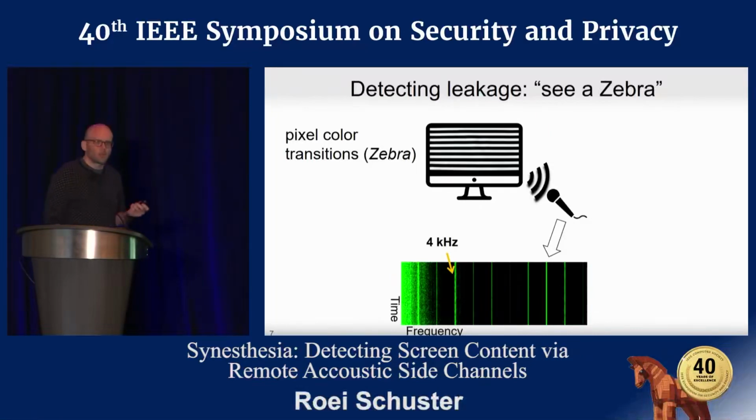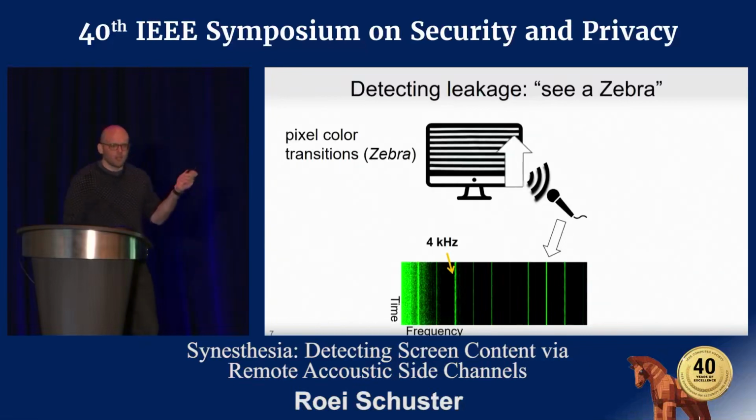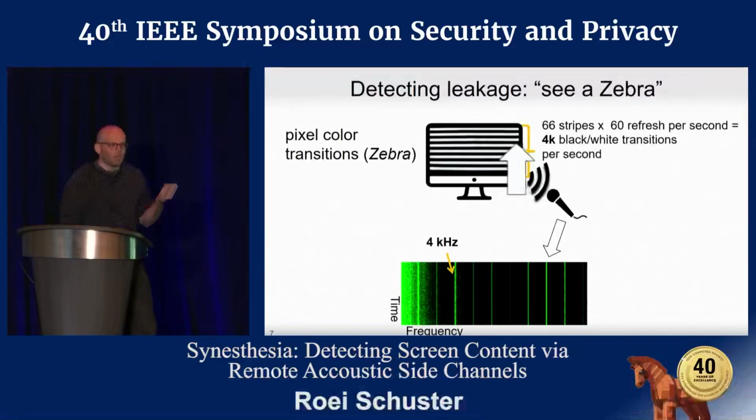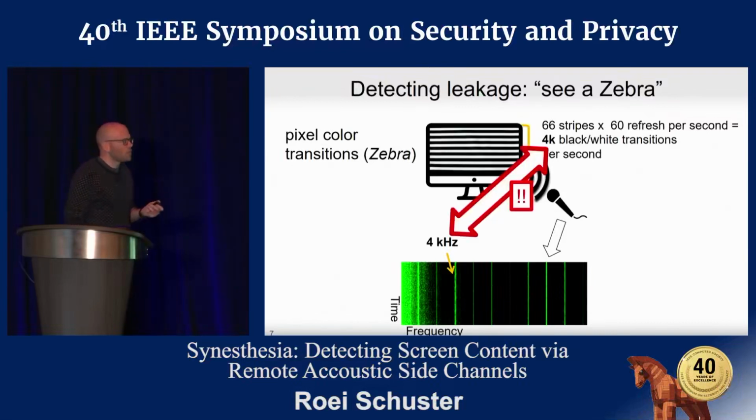Now, where is this 4 kilohertz coming from? It could be coming from the fact that the screen is rendering content in a raster pattern, and it refreshes 60 times a second. And since it has 66 stripes coincidentally on this screen, the math shows that it will render 4K stripes at regular intervals every second. So this 4K and this 4K could be related.